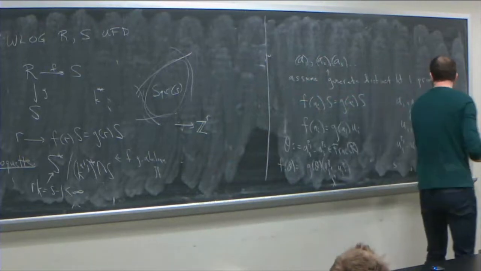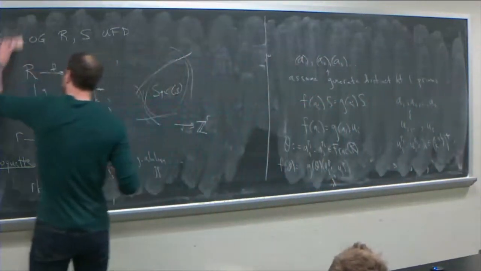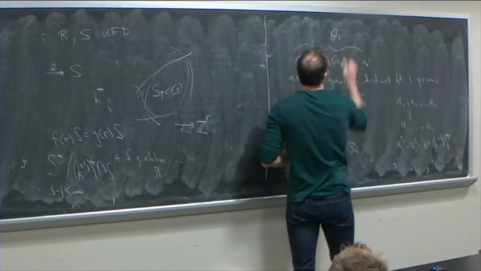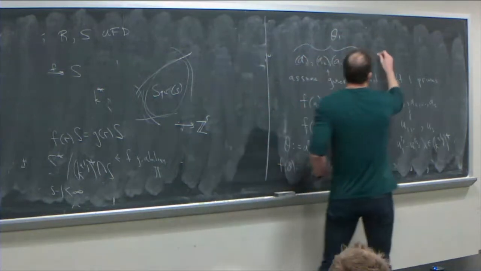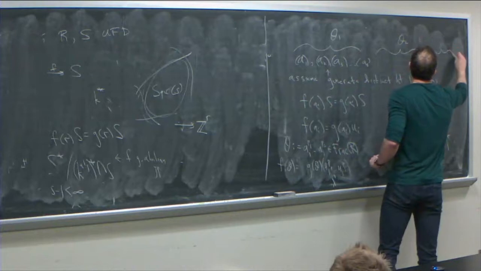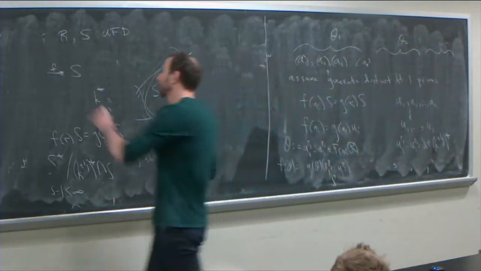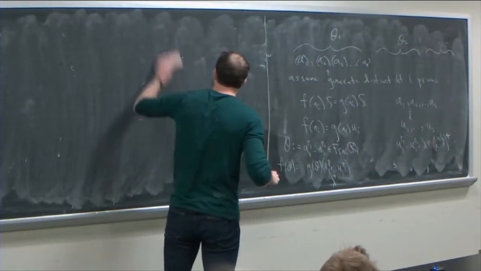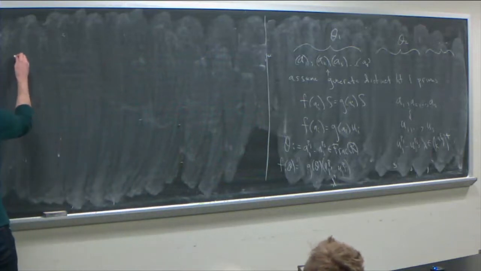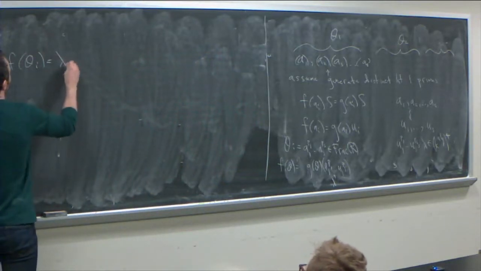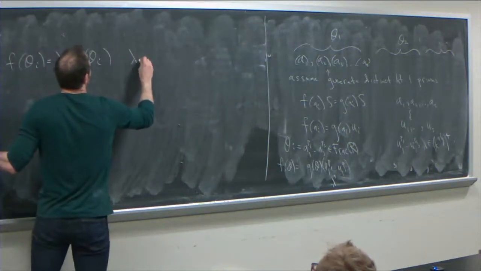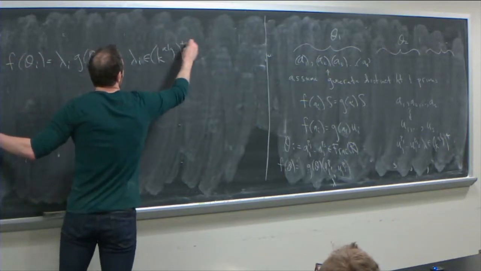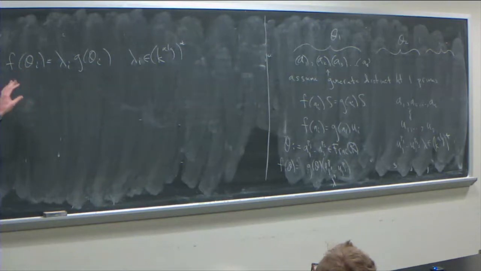So now, for any list of s guys, I can produce some element theta_1 with this property. And then for the next s guys, I can produce a theta_2, and so on and so forth. So what that means is I can produce a bunch of elements like this.